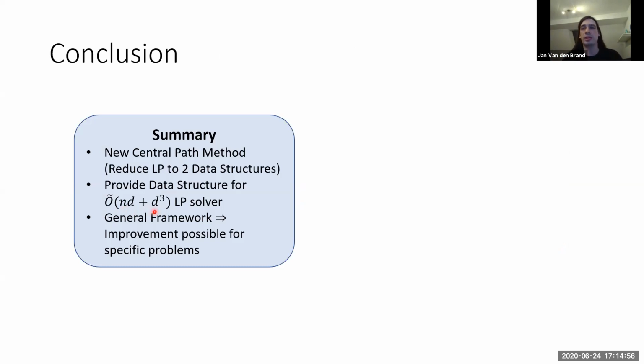But this framework is quite general. So it's likely that you can improve this upper bound further if you assume that you don't solve a general linear program, but maybe some specific optimization problem that can be written as an LP.